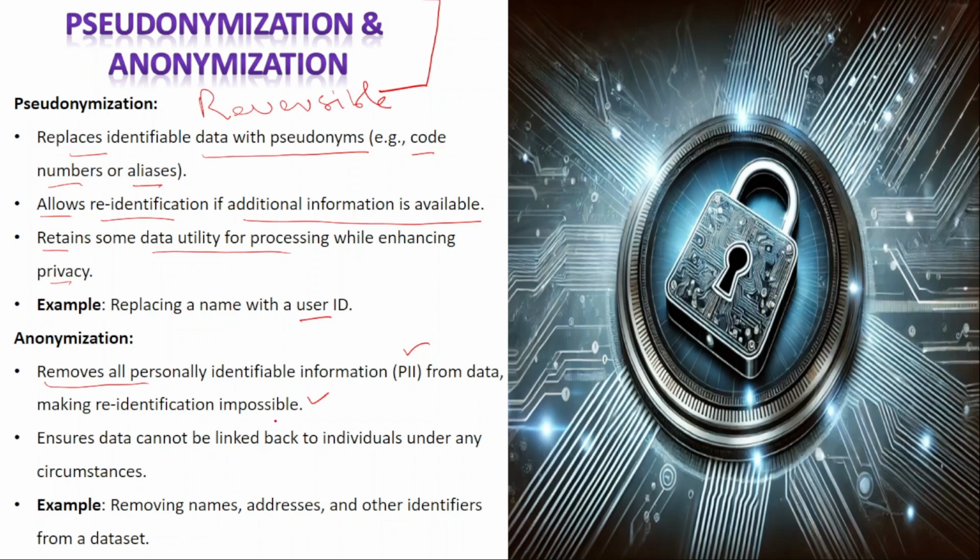Once you remove all the private data, you cannot make sense of the remaining data, and you cannot trace it back to the original data. It ensures data cannot be linked back to individuals under any circumstances. Example: removing names, addresses, and other identifiers from a data set. So if you removed names, addresses, and other identifiers from a data set, and you only left, let's suppose, city, and again another identification is, let's suppose, football.